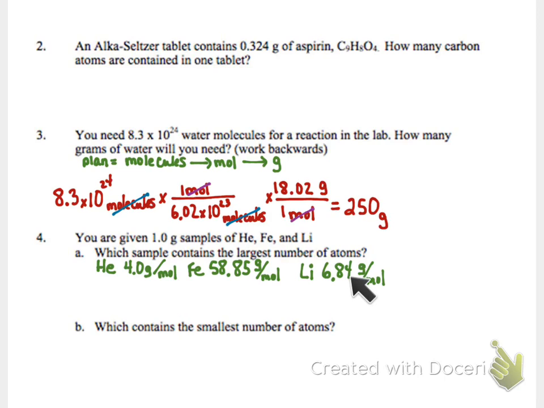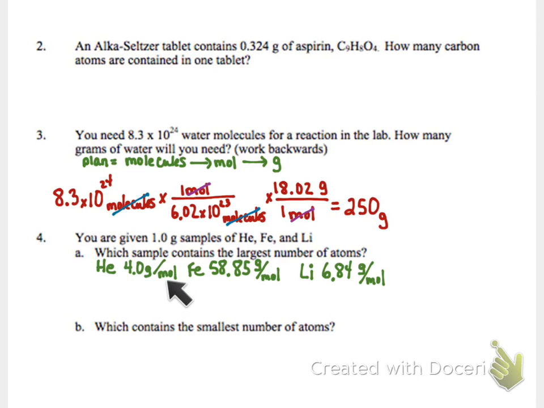So which one is going to give you, for the same mass, the most particles? It's going to be the one that is the lightest, that has the lightest molar mass. Kind of like if you had a pound of feathers and a pound of rocks. A pound of feathers is going to be a lot more feathers than a pound of rocks because the feathers are really light. So in this case, helium is the lightest.